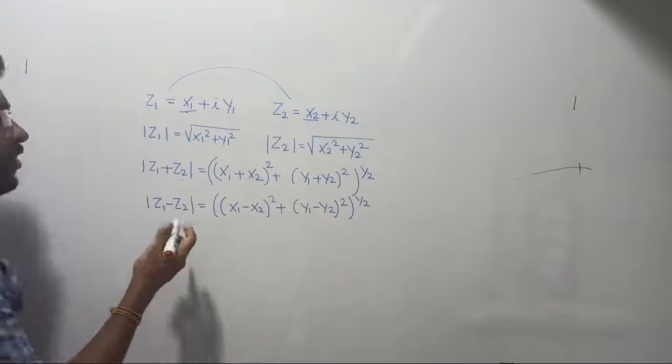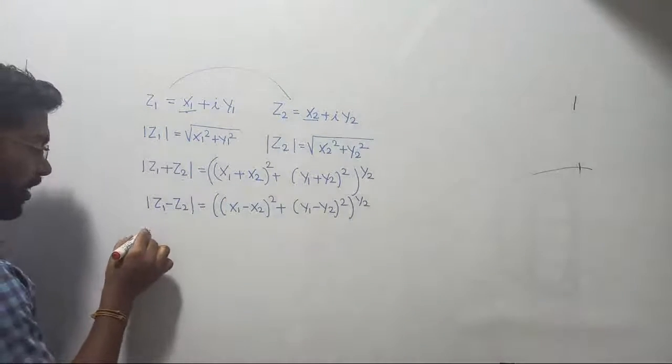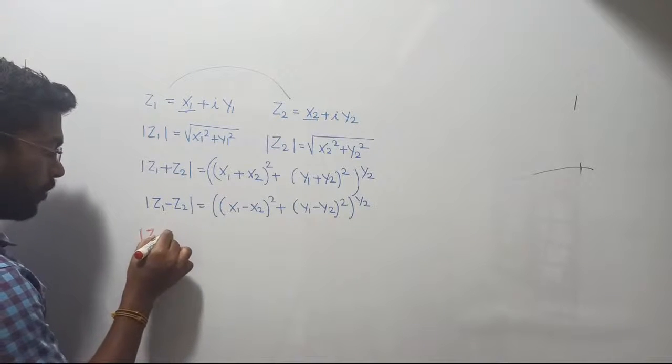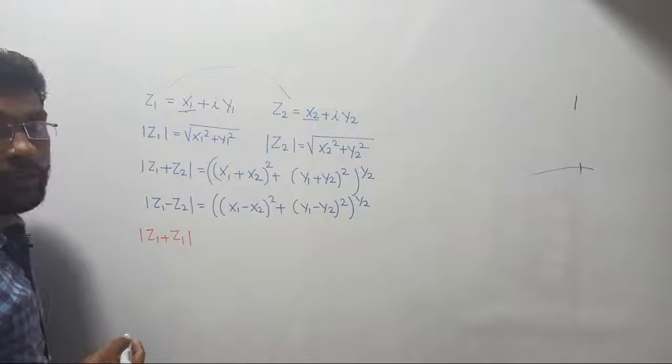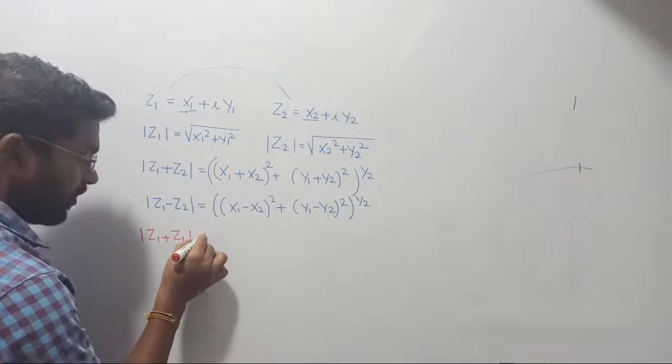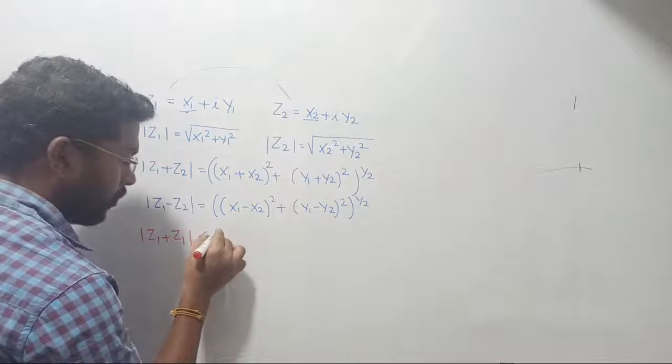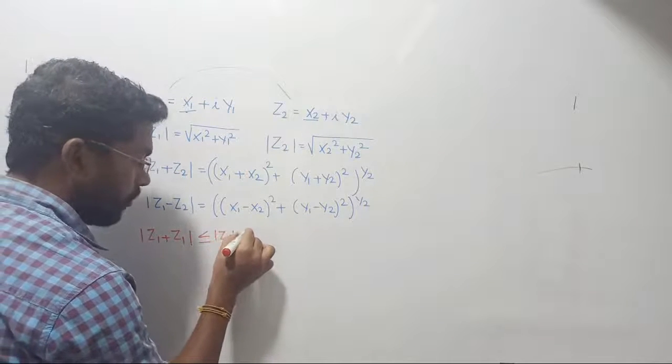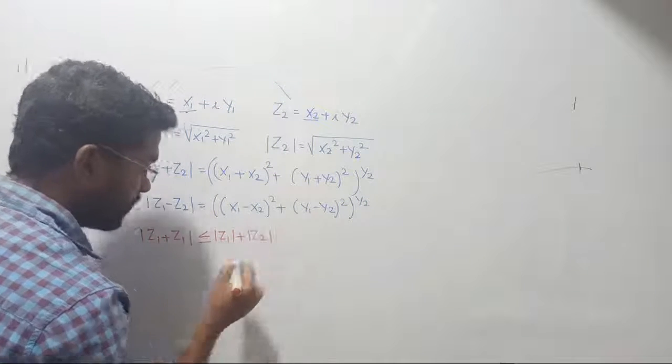Now according to the observations, I am just writing this one, you can cross check later. Mod of z1 plus z2 will always be, you can just test it by yourself, less than or equal to mod of z1 plus mod of z2. That is the first observation.